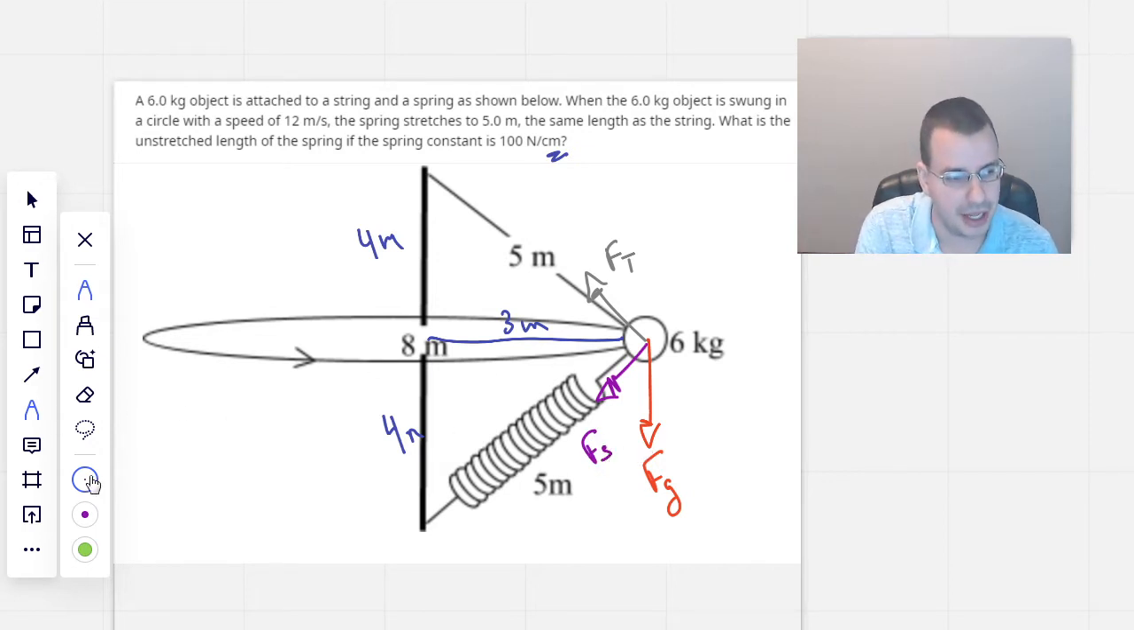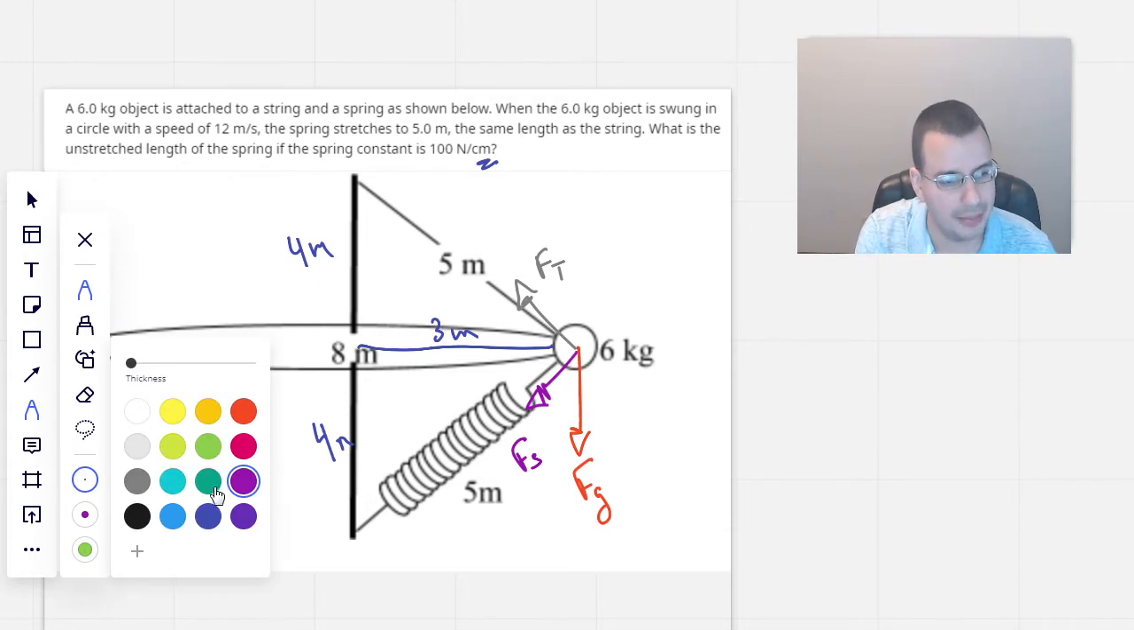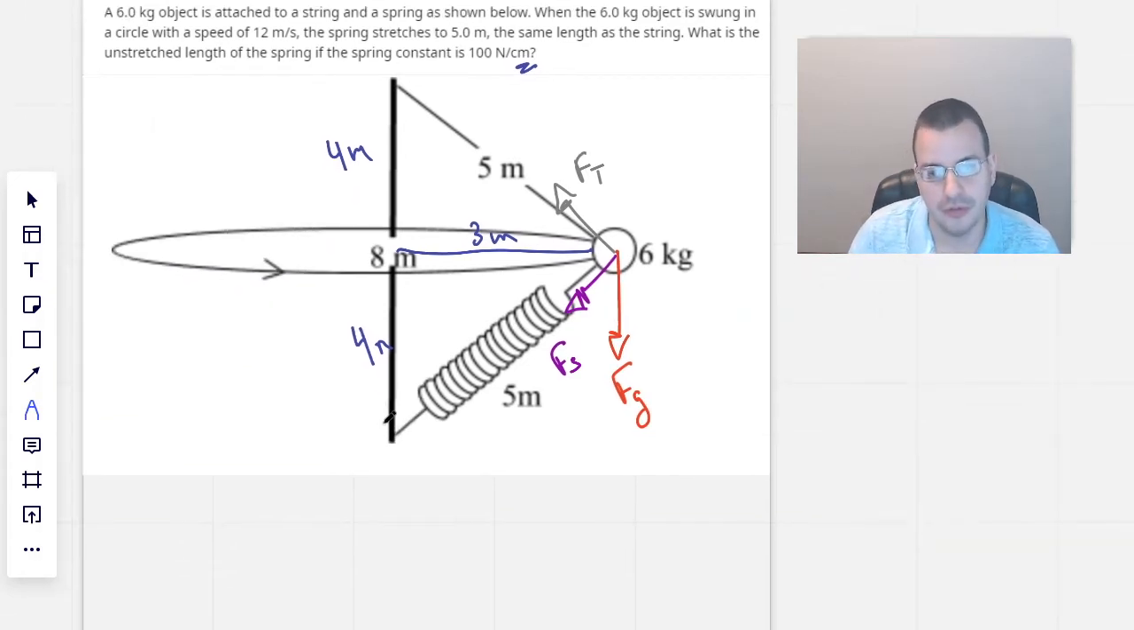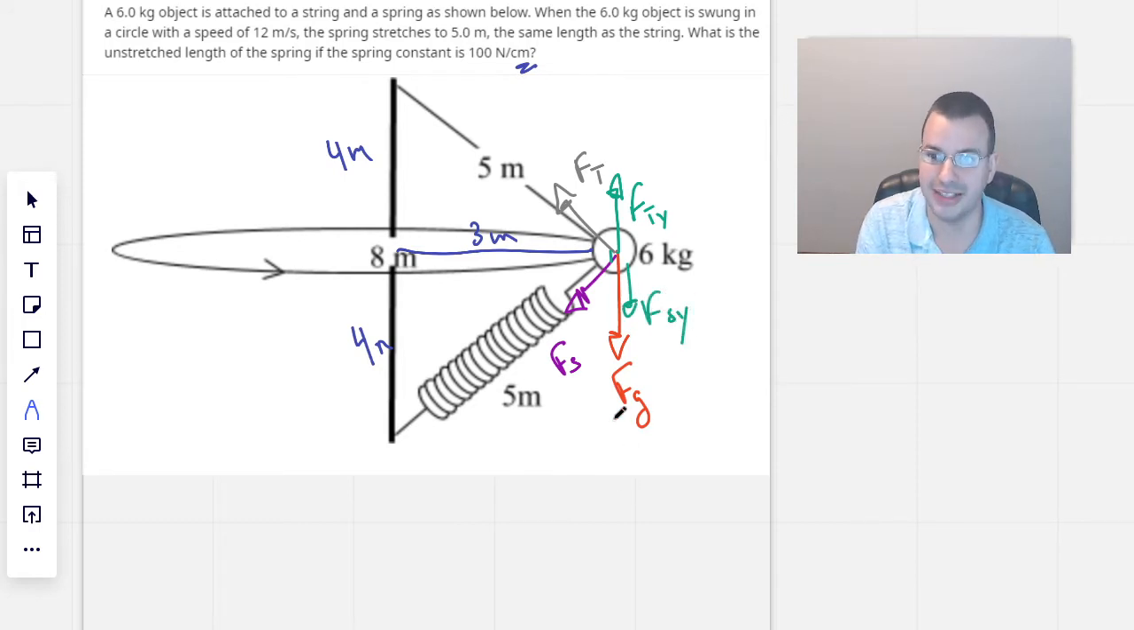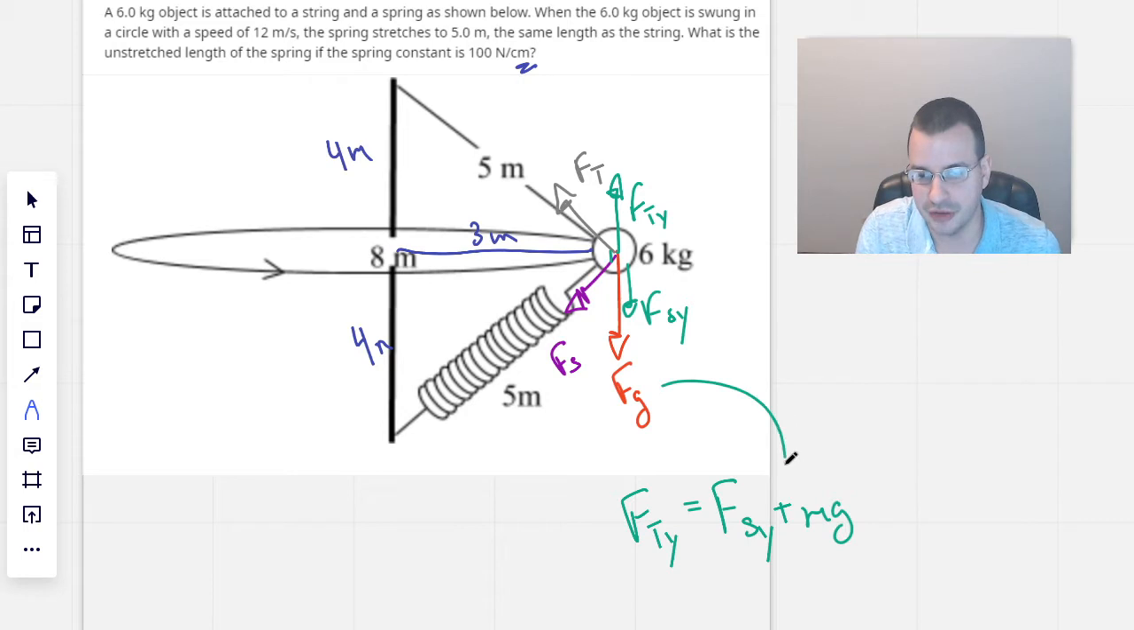And each of these can be broken down into their X and Y components. And so that's what I'm going to do now. I'm going to look at it in terms of X and Y, X being horizontal and Y being vertical. So vertically, I'm going to call this force tension Y, and downwards we'll have force spring Y. And these are going to balance out because the ball is not moving up or down. So we know that force tension in the Y direction will equal force spring in the Y direction plus mass times gravity. And this is force gravity right there, mass times gravity.